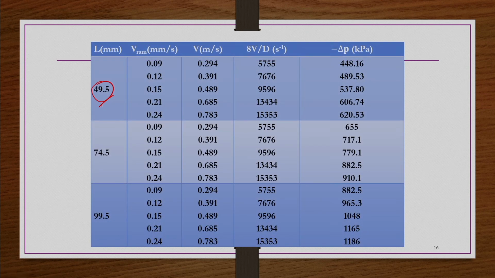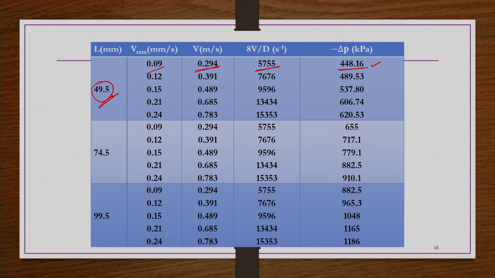So, first capillary of 49.5 mm length, Vram is given as 0.09, corresponding V average for the capillary is 0.294 meter per second, just now we have found it. Then 8 V by D, corresponding 8 V by D is 5755 second inverse, and then delta P for the first capillary is 448.16 kilopascal, that is also given.